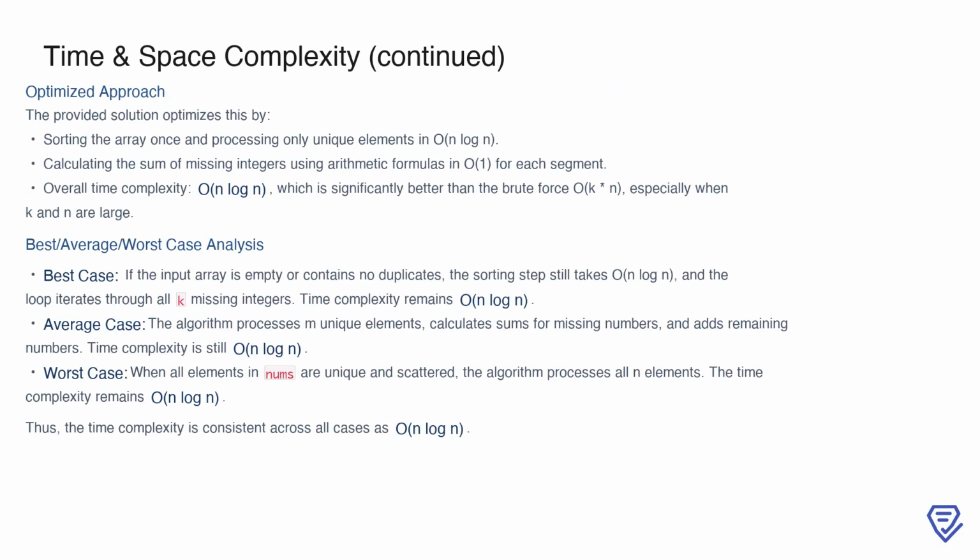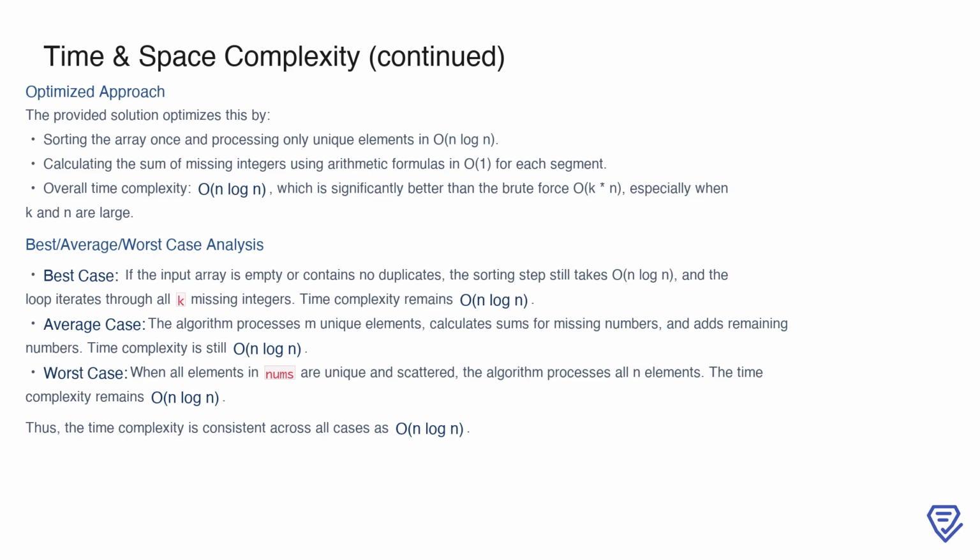The optimized approach resolves these inefficiencies by sorting the input array once and processing only the unique elements, which reduces the time complexity to O(n log n). Missing integers are calculated directly using arithmetic formulas in O(1) for each segment, making the solution significantly faster than the brute force O(k*n), particularly for large inputs.